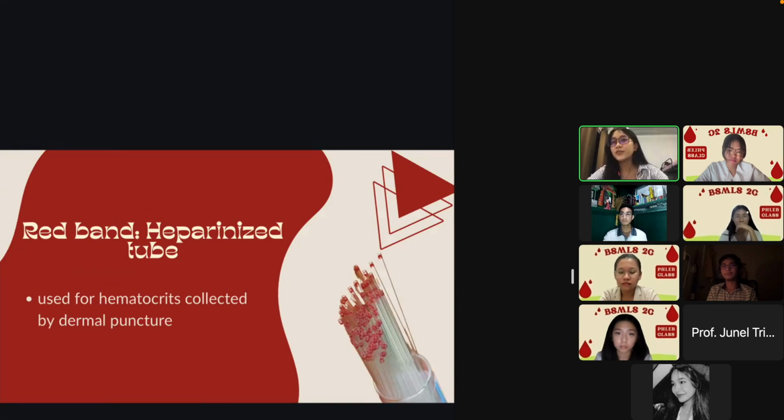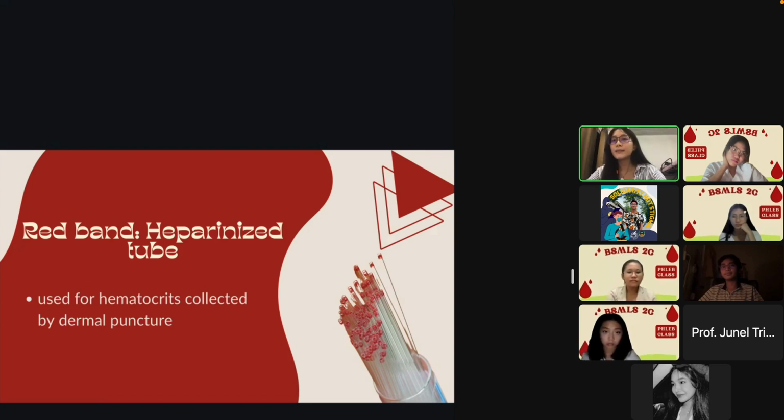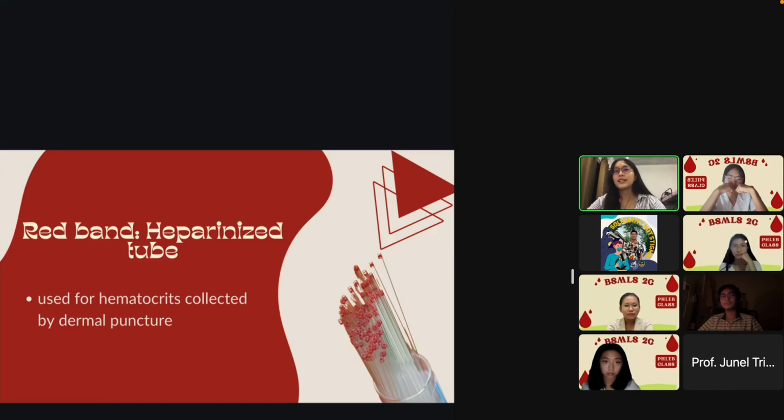So this is used for hematocrits collected by dermal puncture. So a capillary tube with a red band, which are tubes coated with anticoagulant heparin, are used to prevent the clotting of the blood during collection of capillary blood samples. So our red band are heparinized dahil yung anticoagulant sa loob ng glass is heparin, which prevents clotting of the blood. Then next, we also have the blue band.